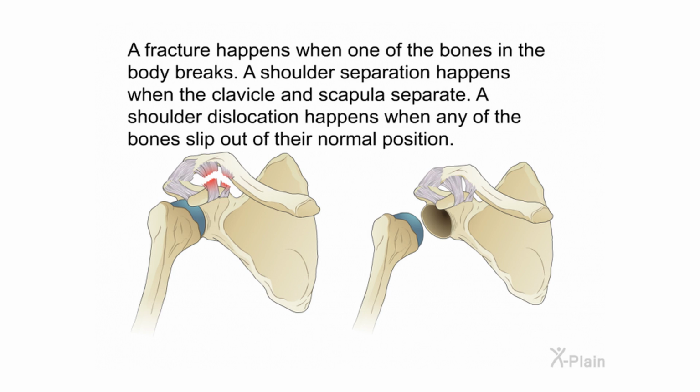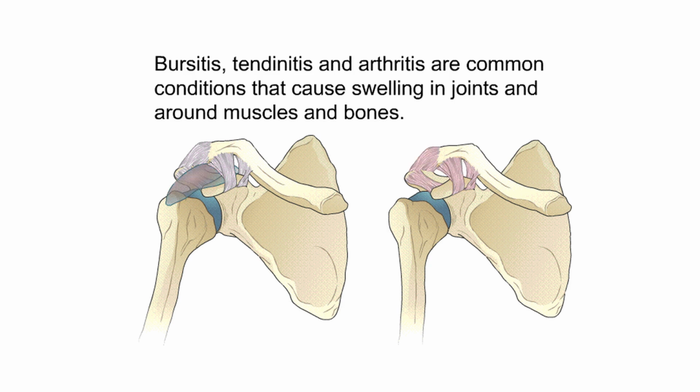A fracture happens when one of the bones in the body breaks. A shoulder separation happens when the clavicle and scapula separate. A shoulder dislocation happens when any of the bones slip out of their normal position. Bursitis, tendinitis, and arthritis are common conditions that cause swelling in joints and around muscles and bones.